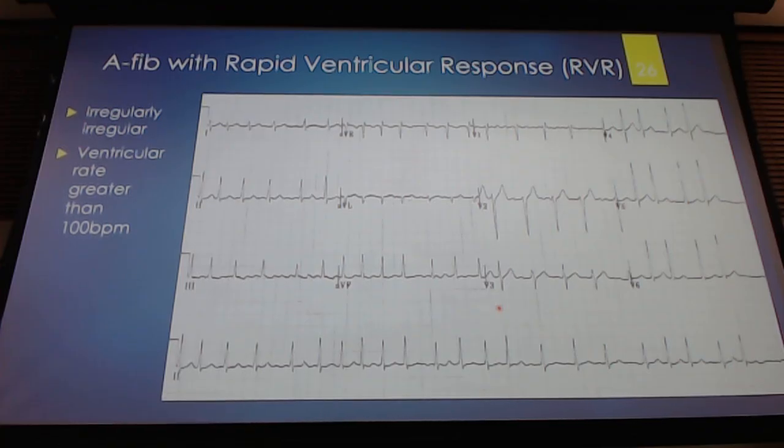Now the irregular conduction of depolarization down to the ventricle. When we look at our bottom strip here, we can tell that this looks to be a little tachycardic. If we counted this, it would tell us our tachycardia. And then we look at our R to R.